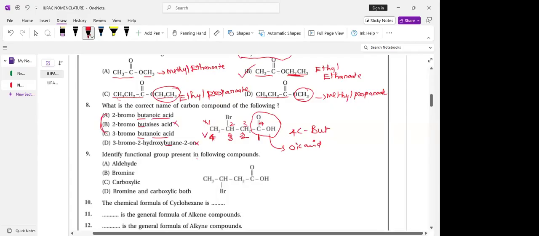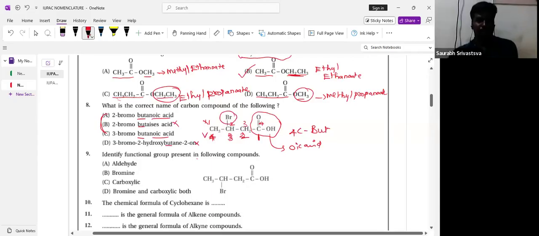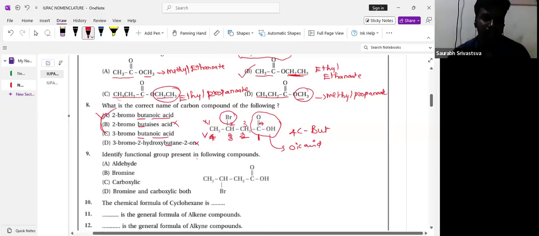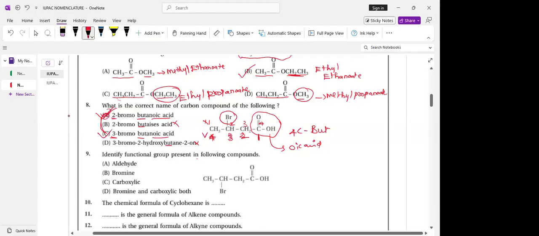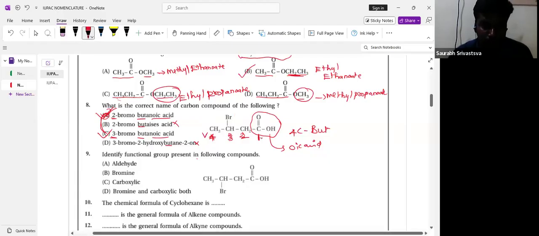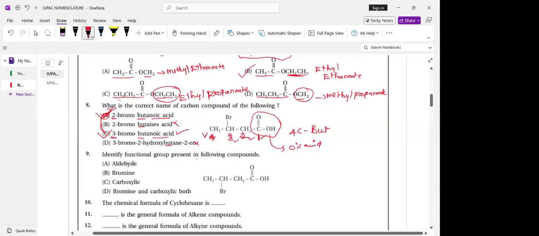Next, second position. What compound is there? Bromine is there, at the second position. Then the first one is the answer. Here they gave 3 bromo, here they gave 2 bromo. Sorry, the third one only is the answer: 3 bromo. You should count from here only: 1, 2, 3. Third carbon bromine. So this is the answer. Okay. Next.